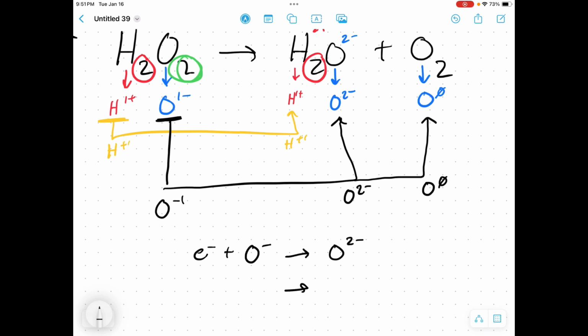So that's one half reaction, and then our other half reaction is going to look like that. So this is our oxidation half, and this is going to be our reduction half. So that's what we call a disproportionate reaction, anytime you see that the same element is being both oxidized and reduced.